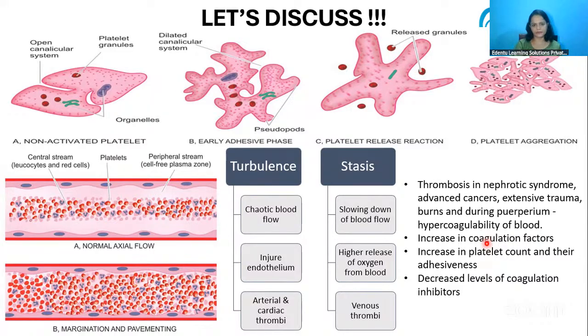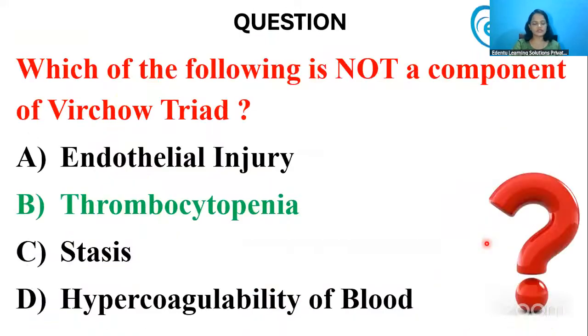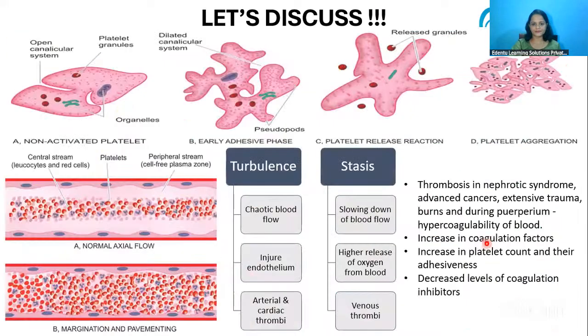Okay, so Virchow's triad: endothelial injury, abnormal blood flow, which includes turbulence and stasis, and hypercoagulability of blood. Okay, so these are the three factors mainly involved under Virchow's triad. Thrombocytopenia is not a feature of Virchow's triad.